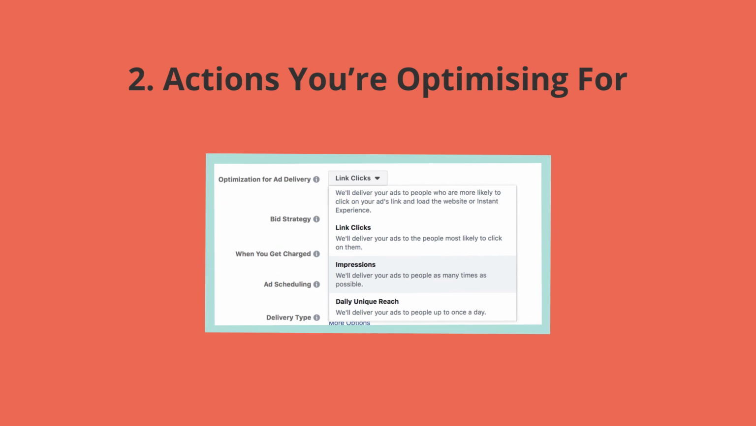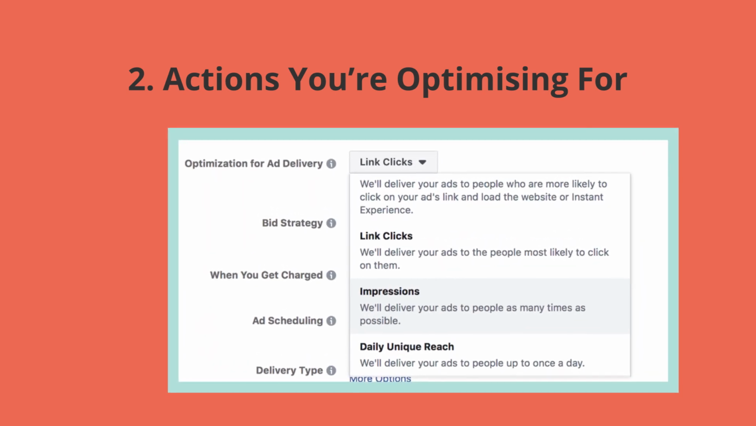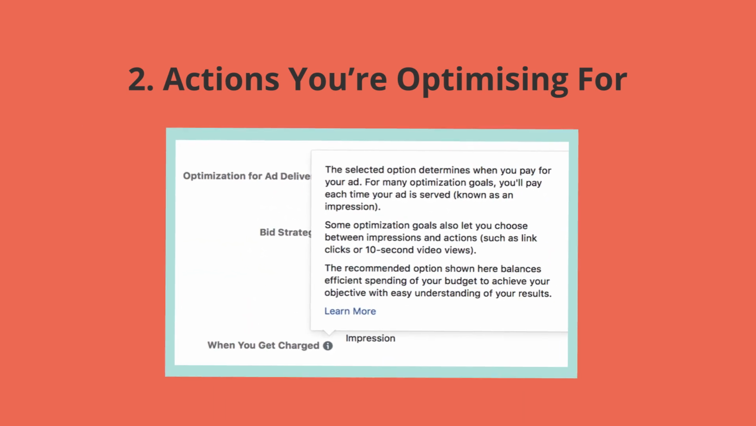You'll also want to be mindful of the actions you're optimizing for, which determines what sort of actions and results you're paying for. If you optimize for links, you'll likely be paying when someone clicks on your ad. If you choose to prioritize unique reach, you'll pay per 1,000 views. Keep an eye on how this affects costs on your campaigns, by the way.